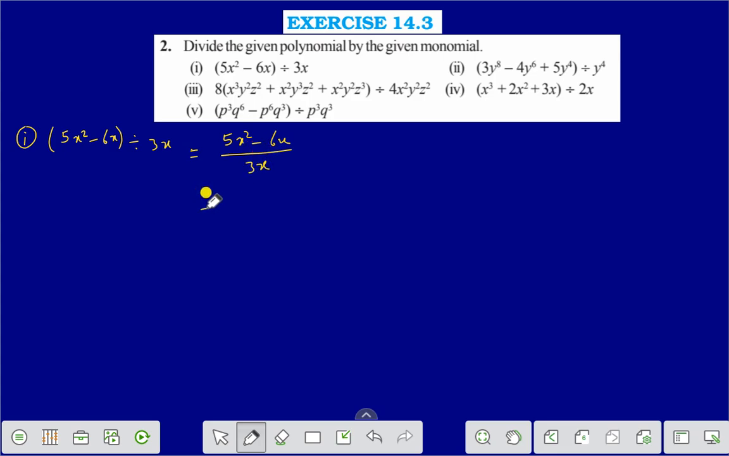If we take x as common, then we are getting x times 5x minus 6 divided by 3x. This x will cancel. Therefore, we are getting 1 by 3 into 5x minus 6. And that is the answer of question number 1.